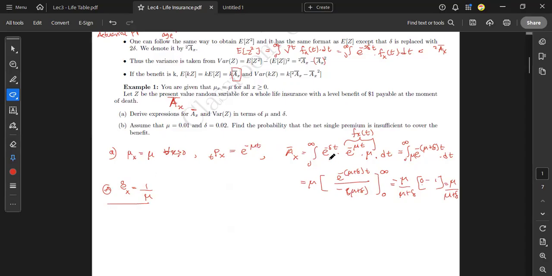So if the benefit was 100,000, we just need to multiply the 100,000 by this A x bar. And for the variance, we need to first find the second moment of the actuarial present value of this scheme. And as I mentioned, you just need to replace delta by 2 delta.